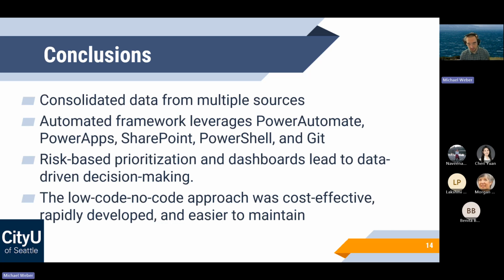So let's recap. By using low-code tools to consolidate vulnerability data, Everett is flipping the script on cyber risk management. What once was a fragmented and opaque process is now streamlined, transparent, and driven by actionable intelligence. The convergence of the IT and security teams and data-driven decision-making positions the city to proactively address vulnerabilities and fortify its cyber defenses.